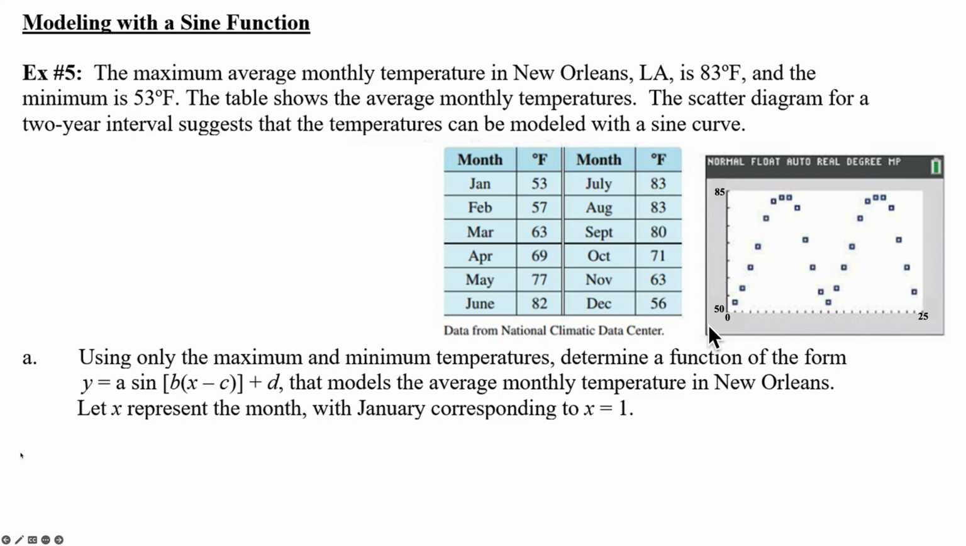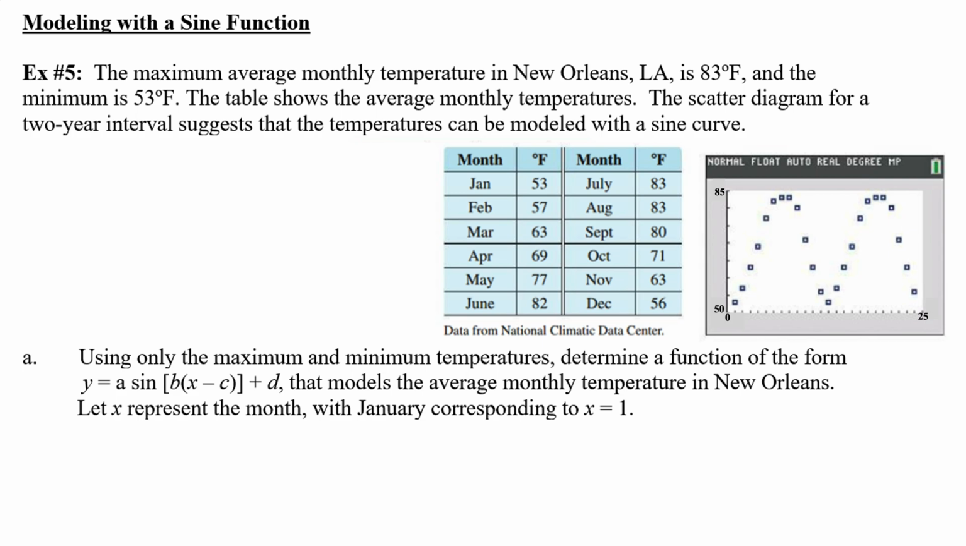All right, now part A is asking us to use the maximum temperatures to determine the function in the form of y equals a times sine of b times the quantity x minus c, plus d, that models the average monthly temperature. January corresponds to 1, February 2, March 3, April 4, so on and so forth.